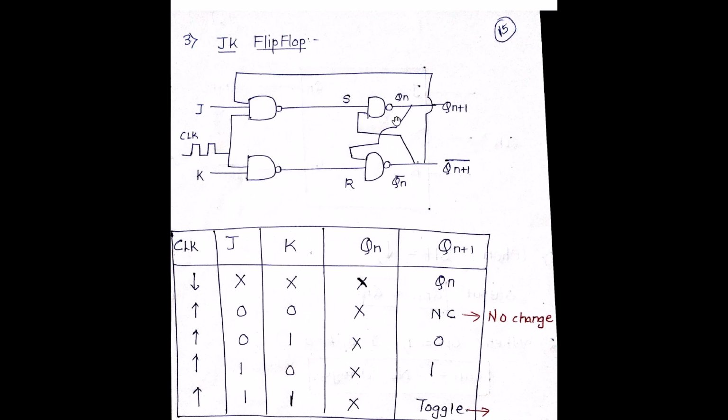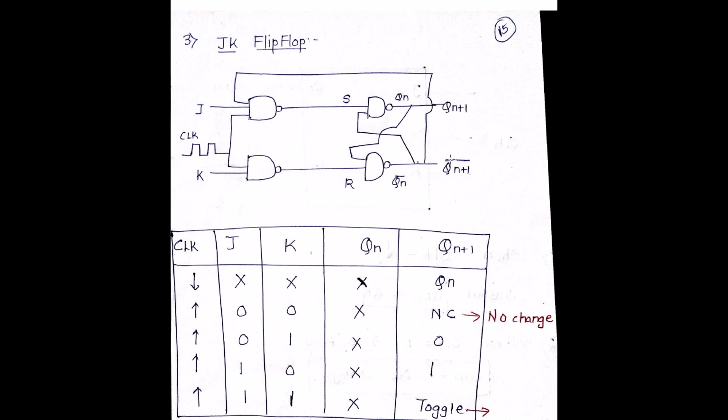So if you see over here, this is the circuit diagram or the logic diagram I can say for a JK flip-flop. So basically you have two inputs J and K. It's a clock flip-flop, so you have a clock signal. Then you have the output given to the SR, that is the set and reset. You have Qn and Qn bar, which is the present state output, and Qn plus 1 and Qn plus 1 bar, which is the next state output.